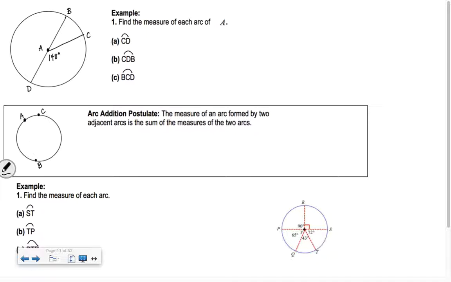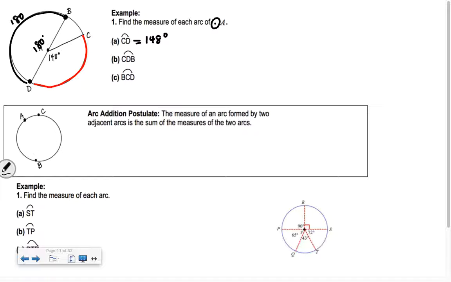Okay, it says find the measure of each arc of circle A. So CD, what do we think CD is? Yep, exactly. It's the same as its central angle, so it's 148 degrees. What about CDB? Well, what about going from here around to B? How much is that, the black part? 180, right? So the central angle in here is 180.